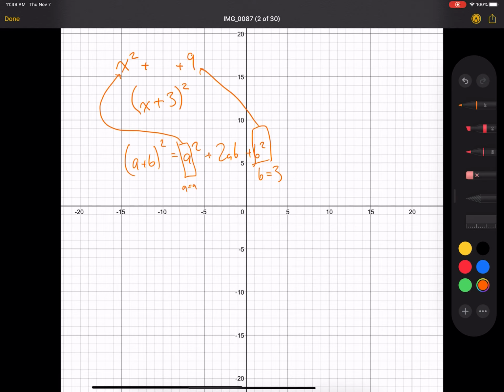So if a equals x, then 2ab, where do I get a from? a is x, b is 3. So 2 times x times 3 is equal to 6x. So guess what's in the middle? 6x. Okay, let's erase all of this.